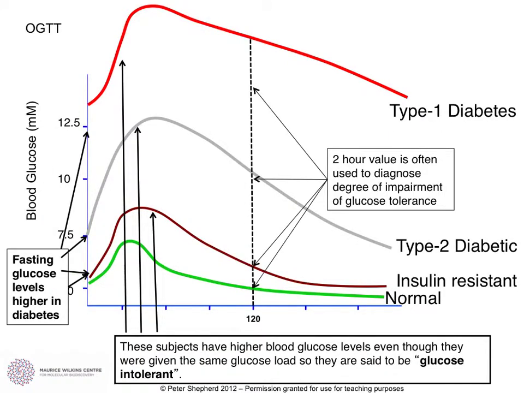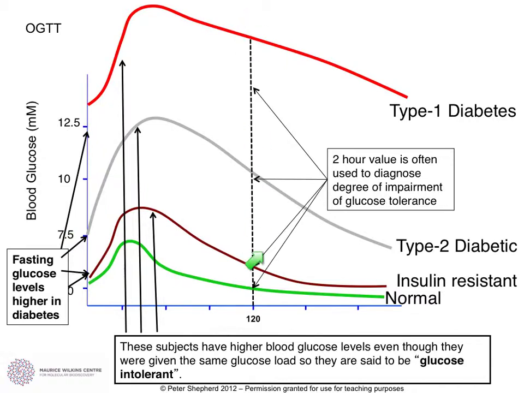Just a bit more information on this graph. So we said this already, but you can see that these three people or pieces of data, insulin resistant, type 2 and type 1 diabetes, will all have elevated fasting glucose levels. So that is a first sign that something is not quite right. And you could say that these people were basically glucose intolerant.